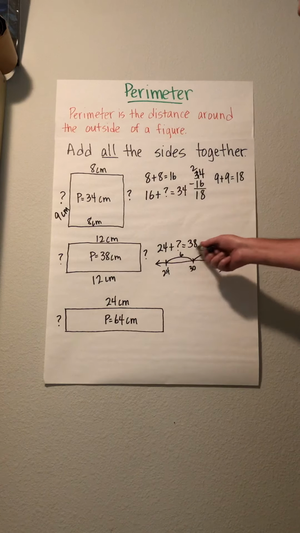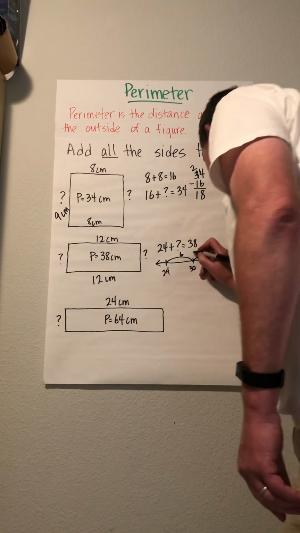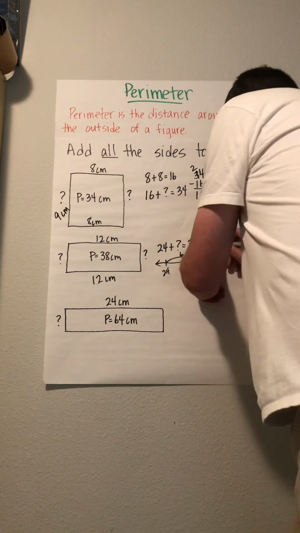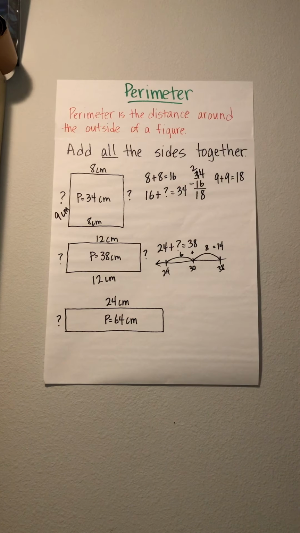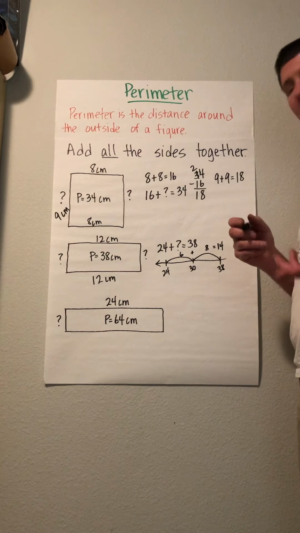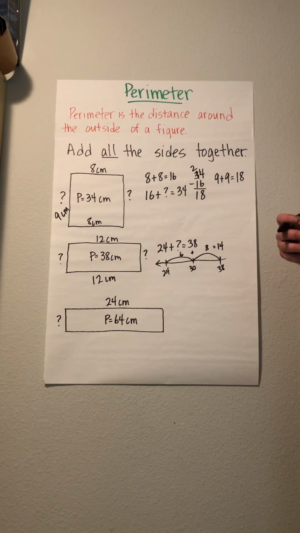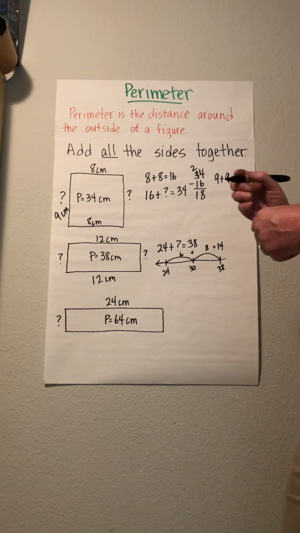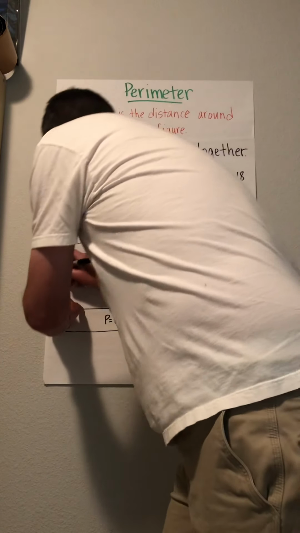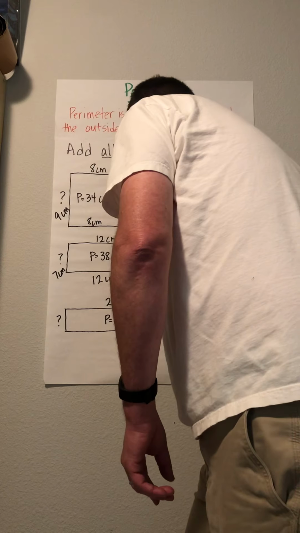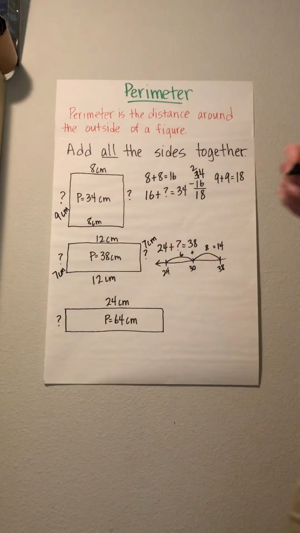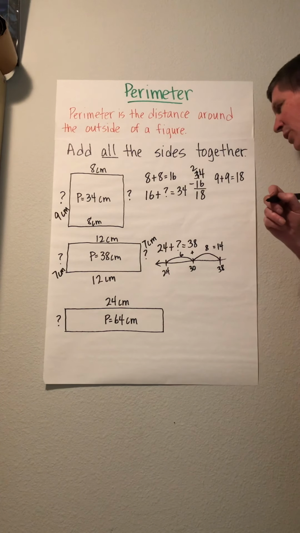Now I just put those two numbers together. So 6 plus 8 equals 14. Now, what two numbers do you add together to equal 14? Yes, that's right, 7. So this side is 7 centimeters, as is this side, because they're equal. Okay, last problem that I'm going to model for you.